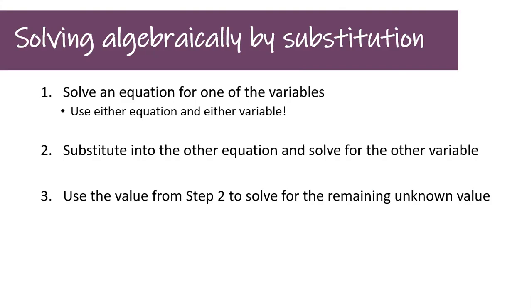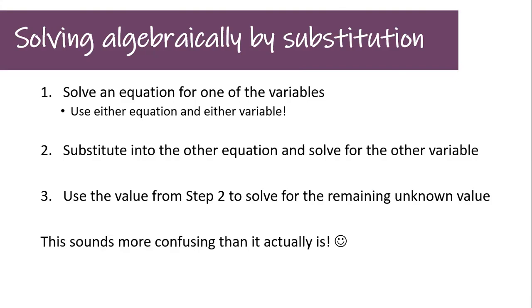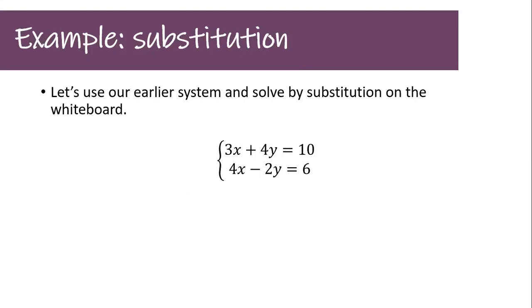even if you're told to use a way that you don't prefer. So when we're doing substitution, we're going to solve one of the equations for one of the variables. You can use either equation, you can use either variable. So solve for x or solve for y using either of those equations you're given. You're going to substitute that value into the other equation and solve for the other variable. And then you're going to go back and plug that back in and solve for the remaining unknown value. Now that sounds like a nightmare, but I promise you it sounds more confusing than it actually is. So let's see it in play with a real example.